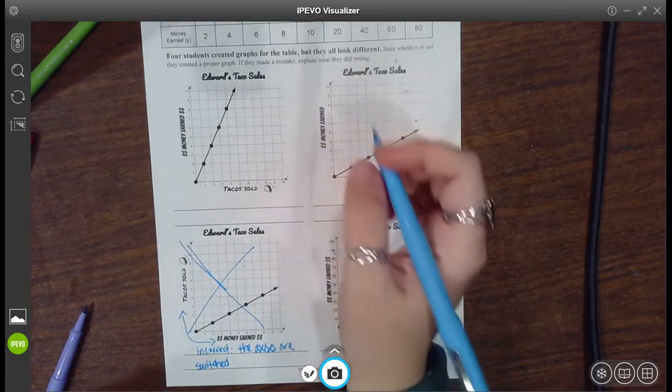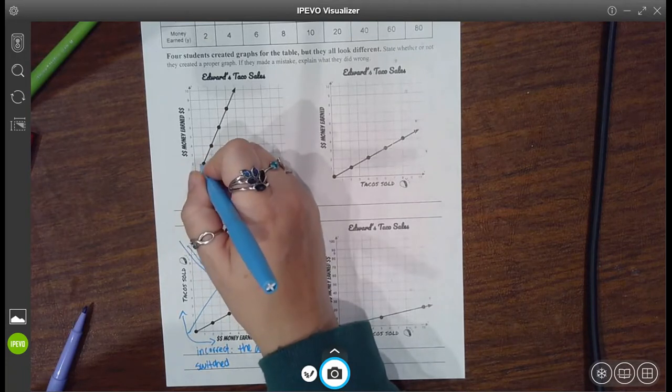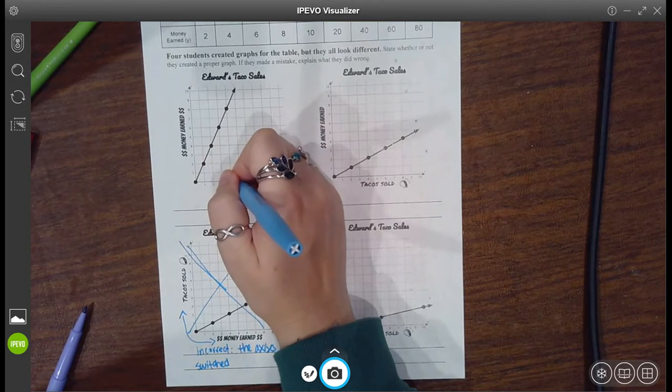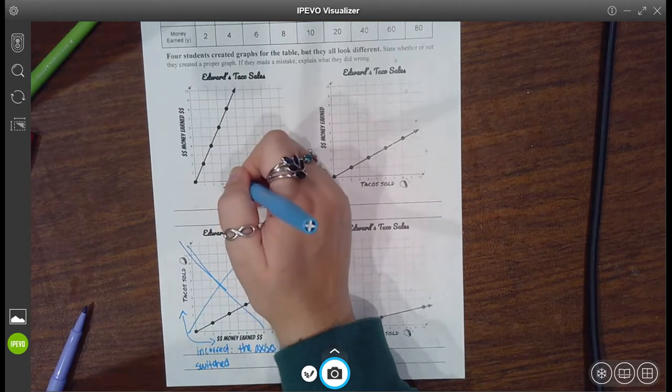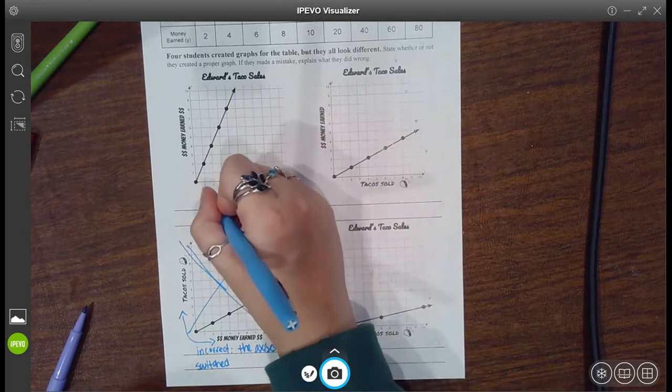Let's check this one. So over 1 up 2. Over 1 up 2, yep. Over 2 up 4. Over 3 up 6. Over 4 up 8. Over 5 up 10. Looks like it would hit. Perfect. Correct.